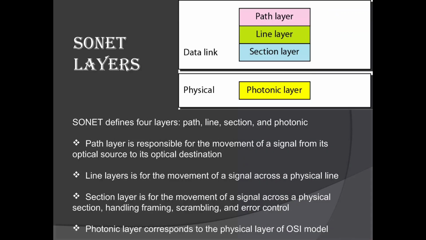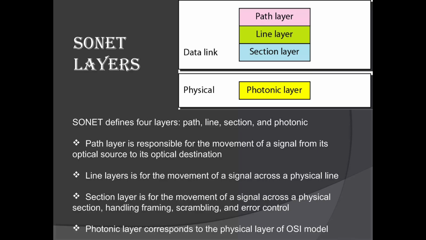Sonet has 4 types of layers: path layer, line layer, section layer and photonic layer. By seeing the diagram itself, we can know that path, line and section come under the data link layer, and the photonic layer alone comes under the physical layer. We'll see what these 4 layers represent in Sonet.